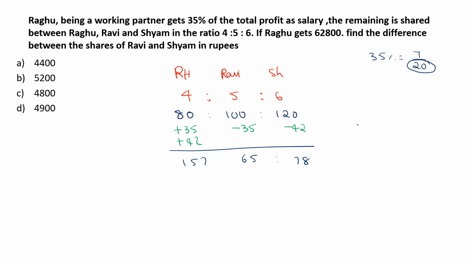The value of 157 is given as 62800, and we need to find the difference between the shares of Ravi and Shyam, that is the difference between 65 and 78, that is 13 units. When the value of 157 is 62800, the value of 13 would be, 157 fours are 628, so 13 fours are 5200. The value of 13 units is 5200. Option B, 5200 would be our answer.